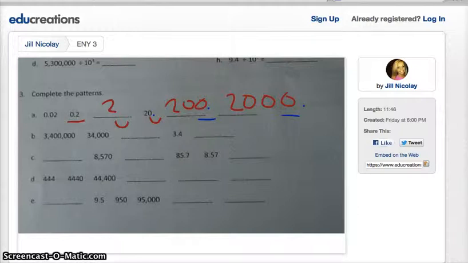All right, I'm going to try to find one that might trip you guys up. These all look pretty similar to A. We'll do C. 8,570. Again, I'm going to look for that group to see what changes there. So we go from 85 and 7 tenths to 8 and 57 hundredths. The decimal point, where did it go from here to here? The decimal point went in between the 5 and the 7.